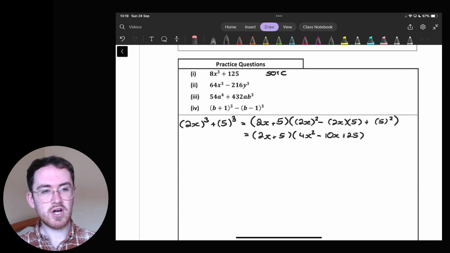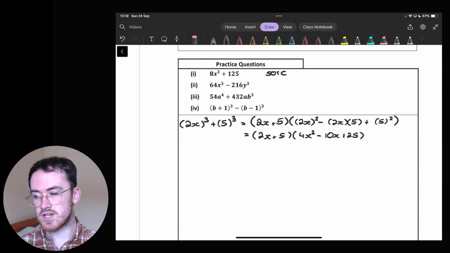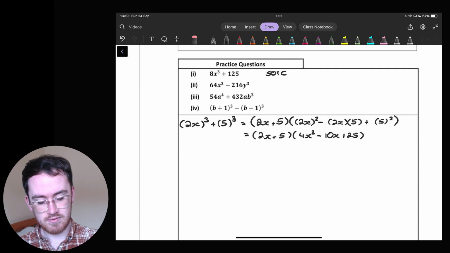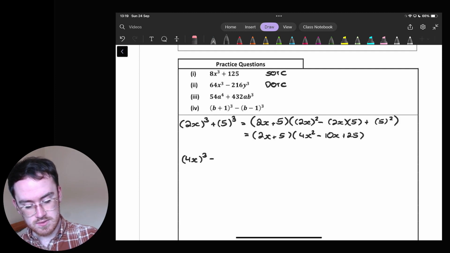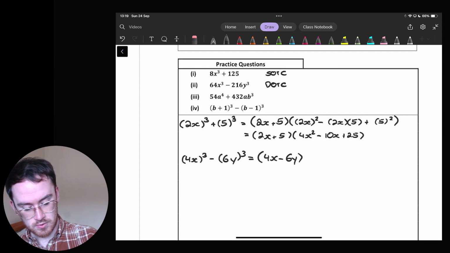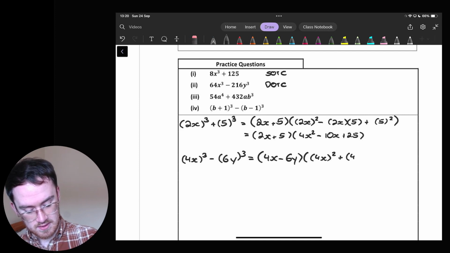Okay, looking at part 2 here, we can see straight away that we can rewrite that as a difference of two cubes. So 64x cubed, we've already seen that, that's 4x all cubed. 216 is actually 6 cubed. So we get 2y all cubed. So again, subbing in, the first sign is going to match up with the question, the second sign is going to be the opposite, and then the last sign is always a plus.